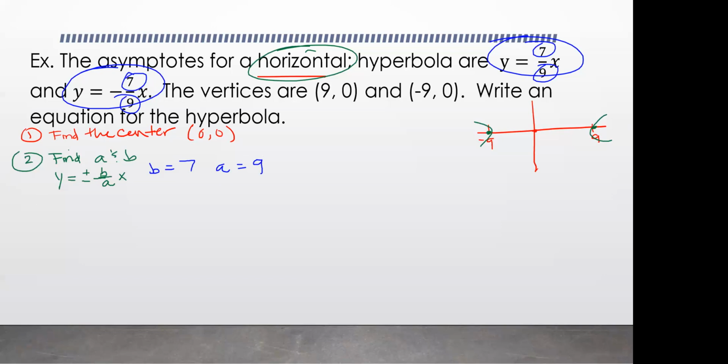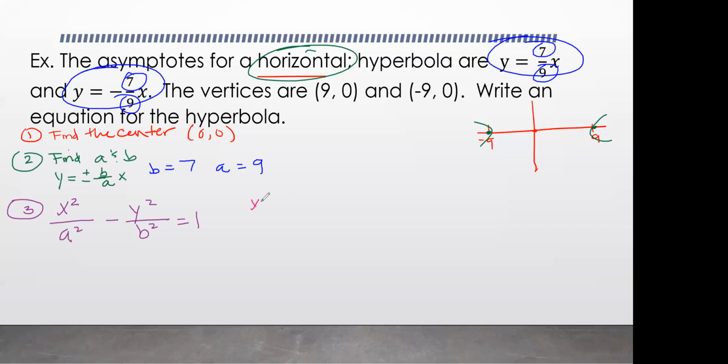So then the last thing that we do is we write the equation. Since this is a horizontal hyperbola, we're going to be using the equation x squared over a squared minus y squared over b squared equals 1. So now it's just a matter of plugging that information in.